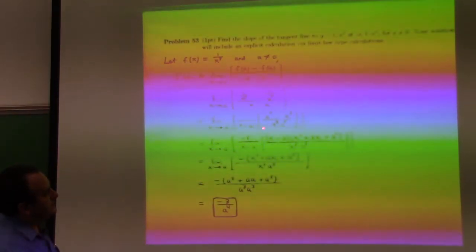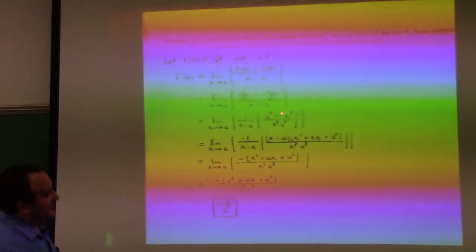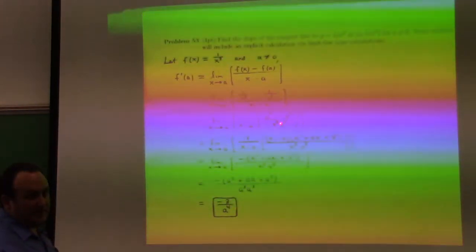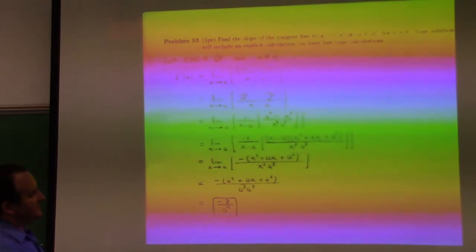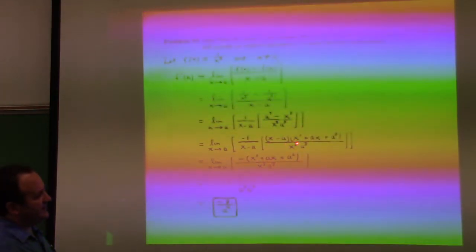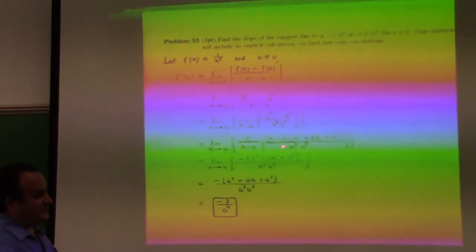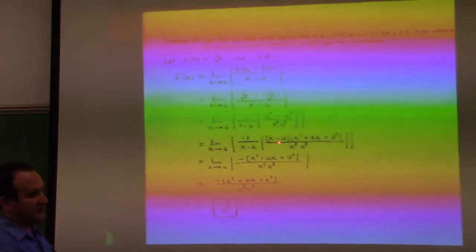Okay, so I made my common denominator. And then at this point, I factored a minus out because I like to think of this as x cubed minus a cubed. X cubed minus a cubed is equal to x minus a times x squared plus ax plus a squared. This is a known identity from algebra. This is the special form trinomial.